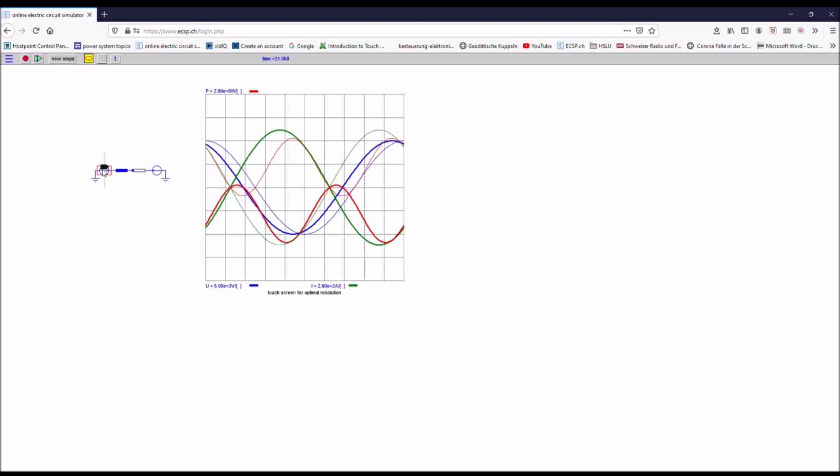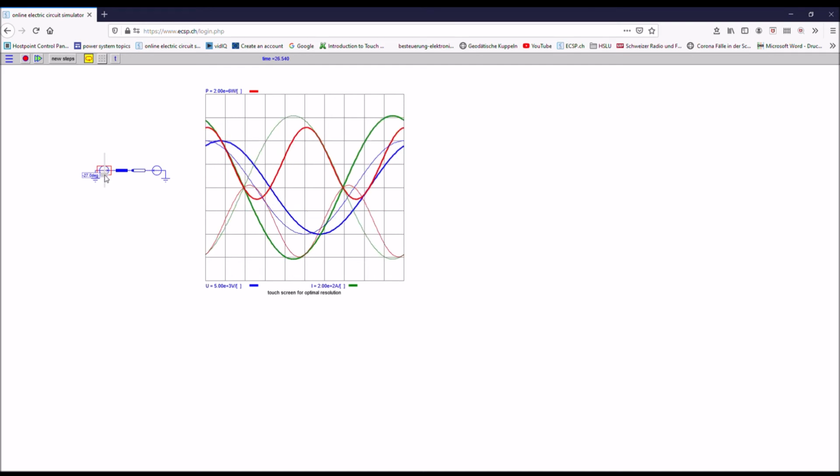So does the current. If I change now from leading to lagging, you can see how the power is now fed from this source into this one. So this power is now positive. This is how you can play around with the phase angle of the source.